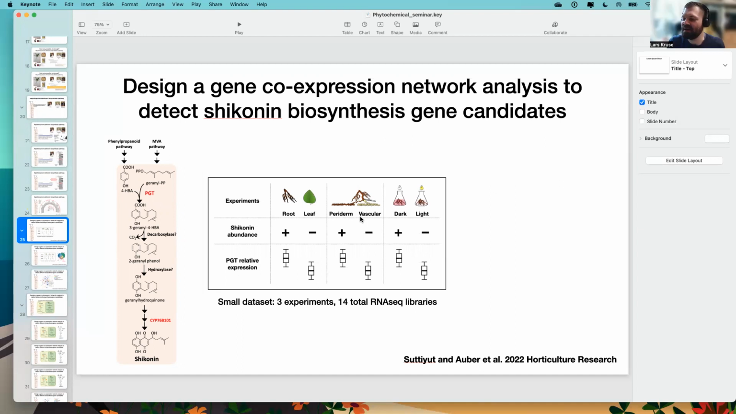Great, thank you. Do we have any more questions? Otherwise, I have a question directly about the slide. I found it interesting that you saw this dark and light induction of the Shikonin pathway. I was wondering what kind of regulatory mechanism is behind that, or is there any hypothesis?